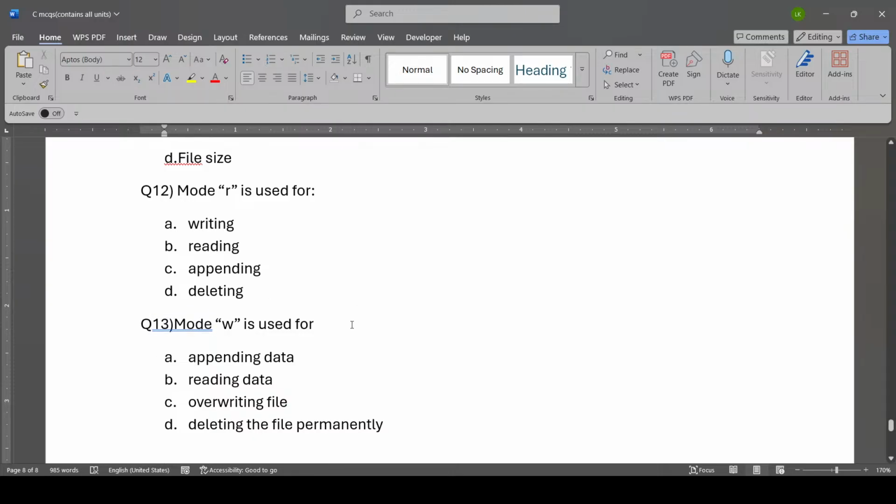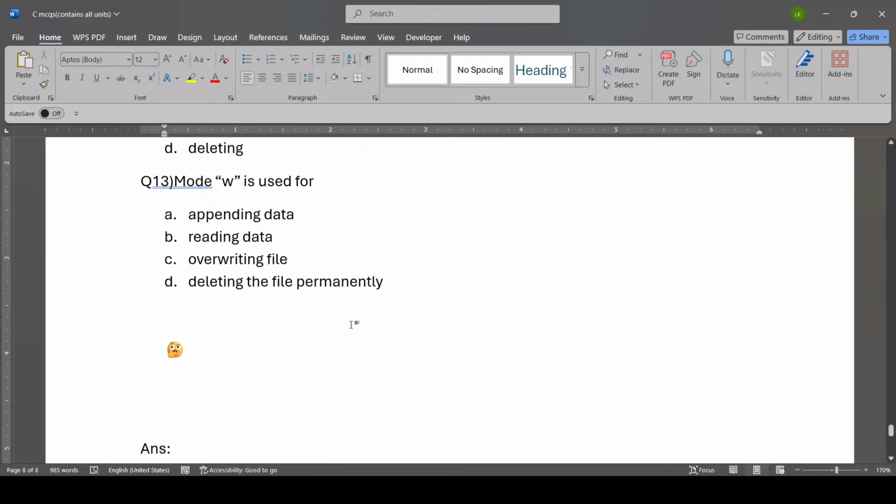So question number 13, what would be the answer here? Mode W. Does it mean that we are going to append data? Does it mean that we are going to read the data from the data file? Or does it mean overwriting the file? Or does it mean that it deletes the file? Question number 13.